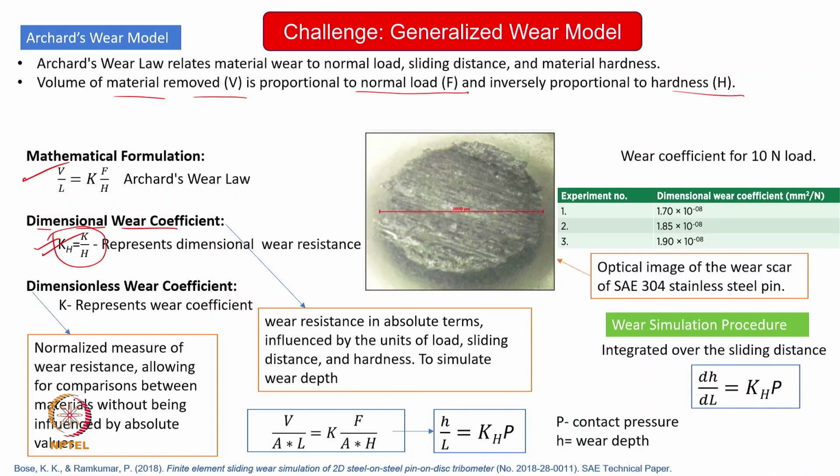This is one paper from 2018, where they found the wear coefficient in square per Newton, and you can see here there is a 10% variation in the third reading, 1.70 × 10^-8 to 1.9 × 10^-8. So there is a 10% variation in the results, and they have used an optical image of 200 or 2000 micron, the two wear scars, and they measured; you can see here irregularities.